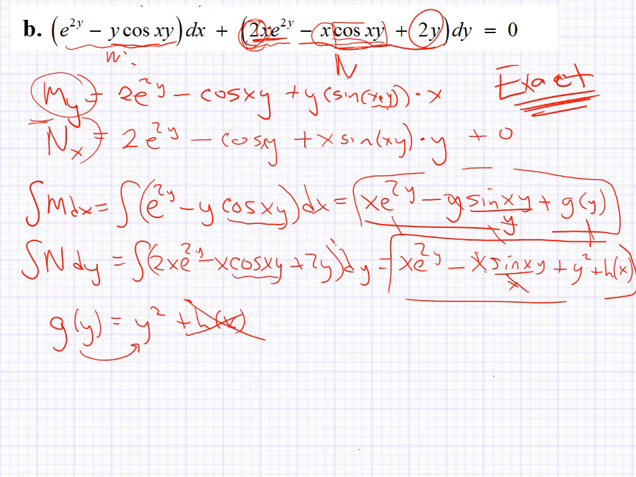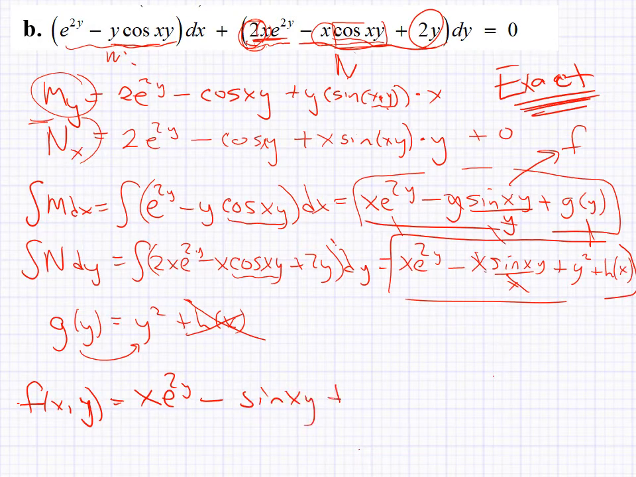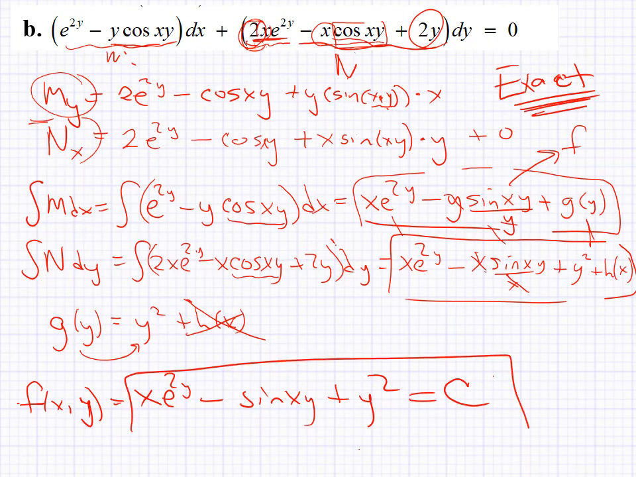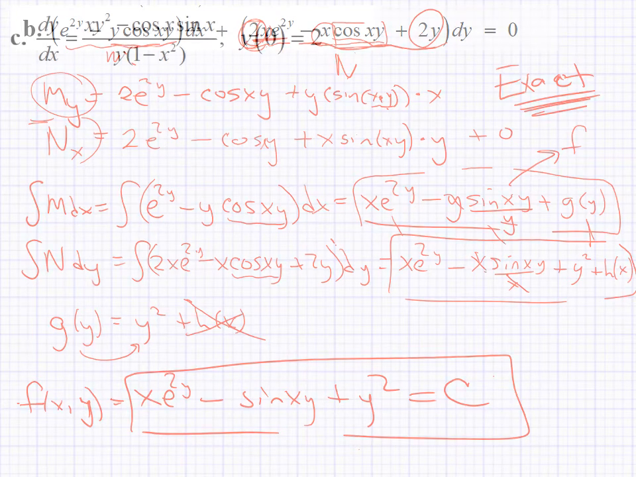Okay? So then filling that in, my solution, my function, remember this is equal to f, my function should be x e to the 2y minus sine xy plus g of y, which is y squared. And the solution to the differential equation should be when that equals c. And so there's the solution to the differential equation using exact differentials.